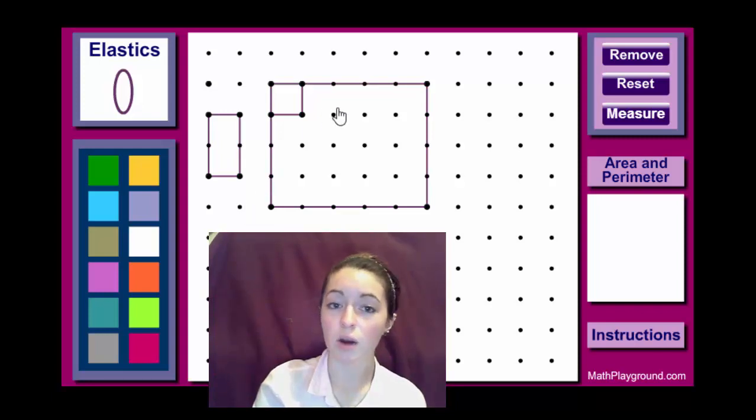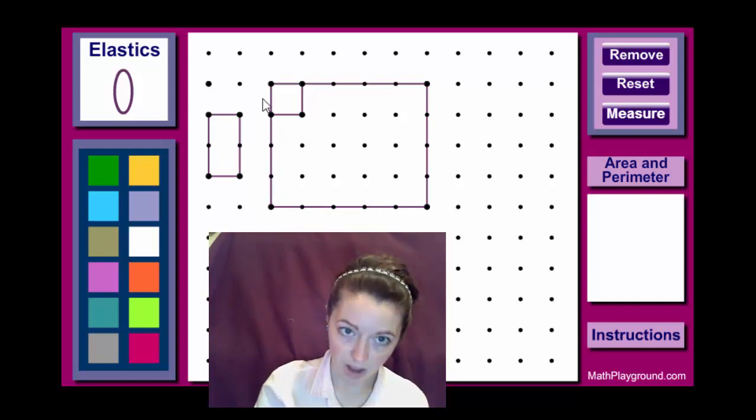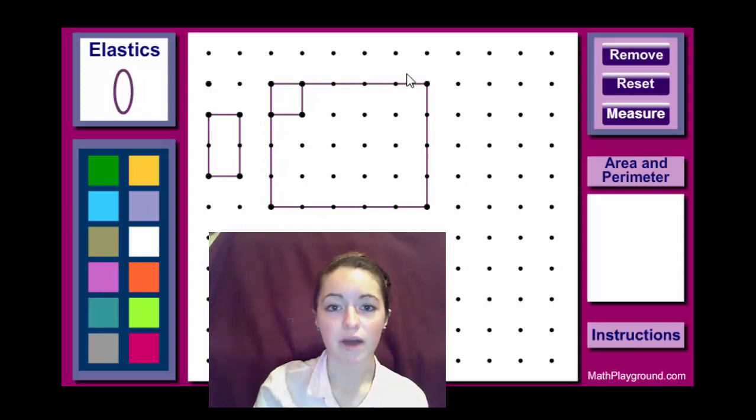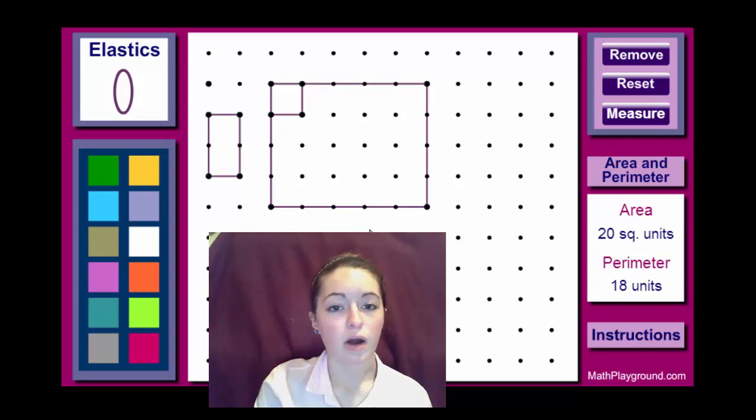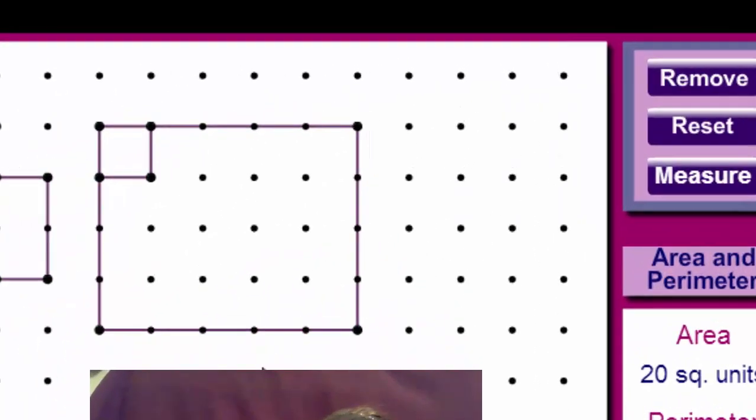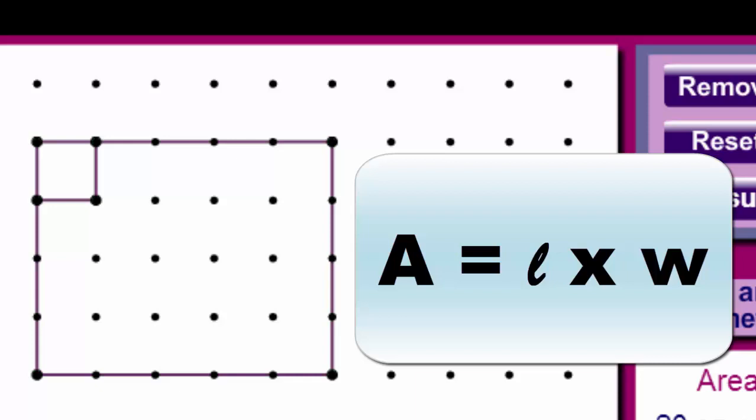So let's see if the same pattern holds for our bigger rectangle. So we know we have a width of 4 and a length of 5. So 4 times 5 equals 20, and that happens to equal our area of the rectangle. And that is how we find areas of all rectangles. So now we need to write out our equation for the area of a rectangle. The area of a rectangle, A, is equal to the length times the width.